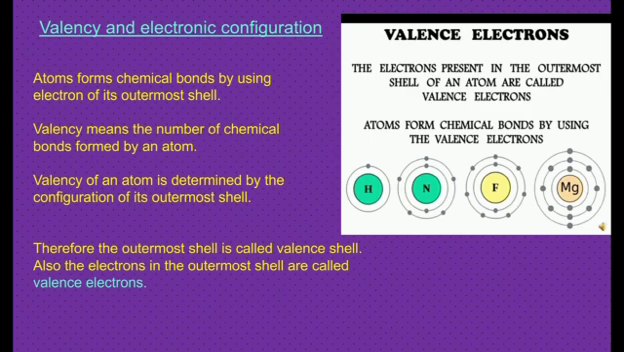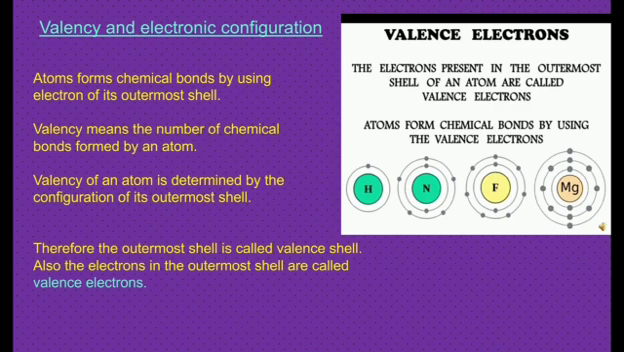Next is valency and electronic configuration. The valency of an atom is determined by the configuration of its outermost shell. Therefore, the outermost shell is called valence shell. Also, the electrons in the outermost shell are called valence electrons. Look at the diagram given there, children. The electrons present in the outermost shell of an atom are called valence electrons.